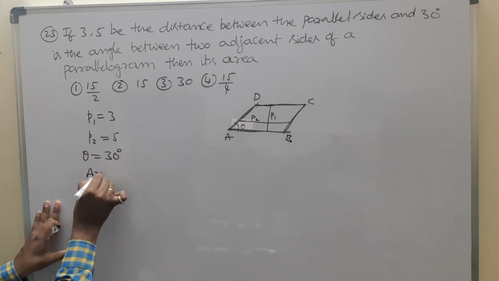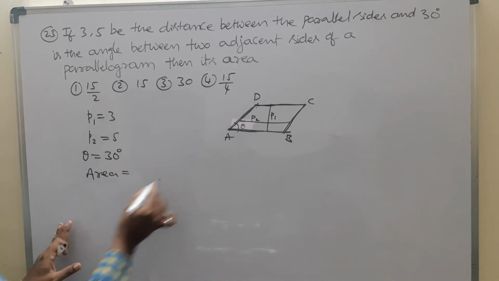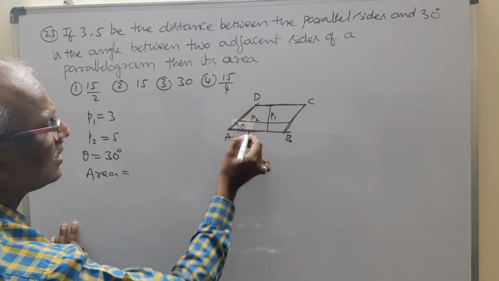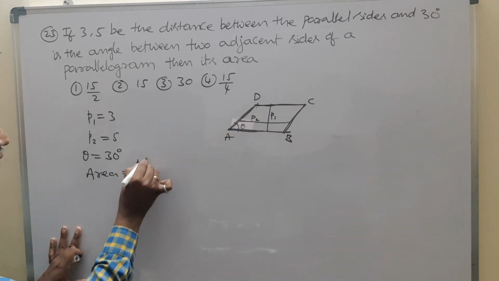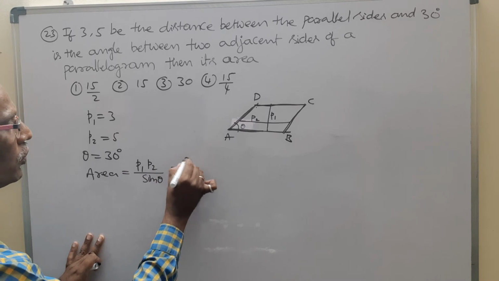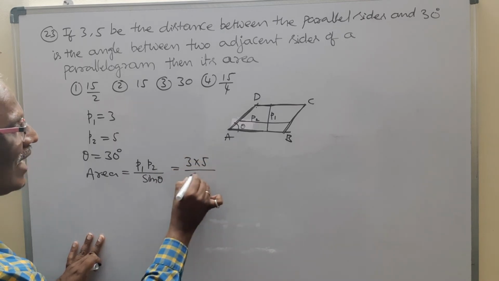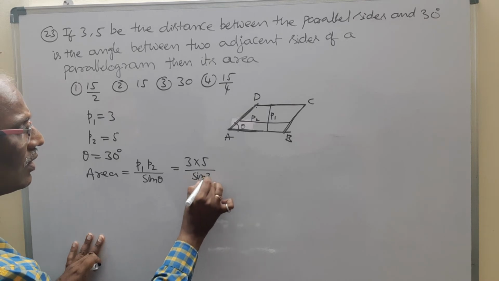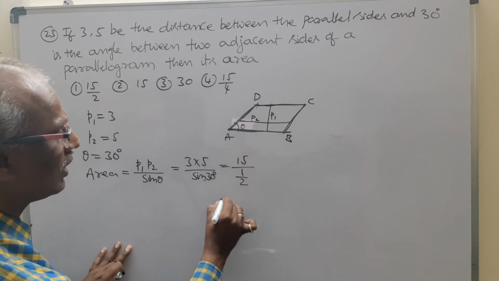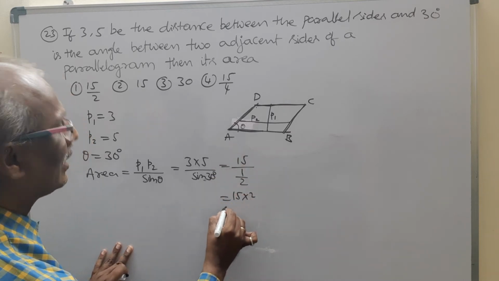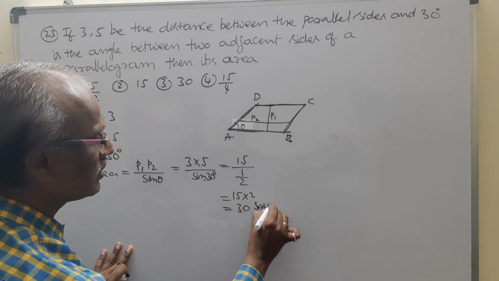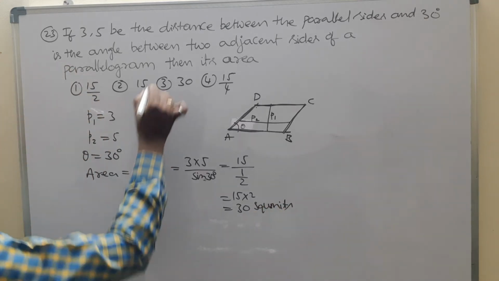Here the simple formula: if the distances between parallel sides are given and theta is the angle between the adjacent sides, then area is equal to P1 P2 by sin theta. This is the formula. Here P1 is 3, P2 is 5, sin 30 degrees. 3 into 5 is 15, sin 30 degrees is 1 by 2, its reciprocal is 2. 15 into 2 is 30. This area is 30 square units. Third option is correct.